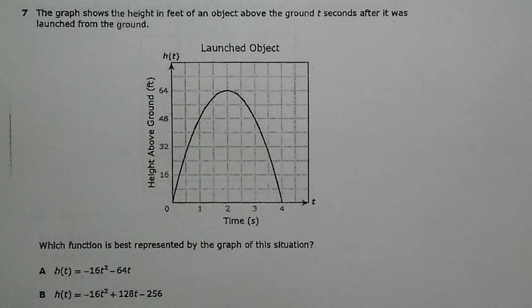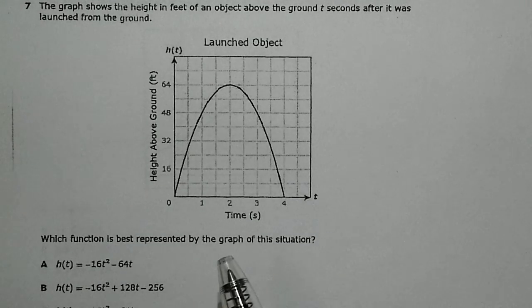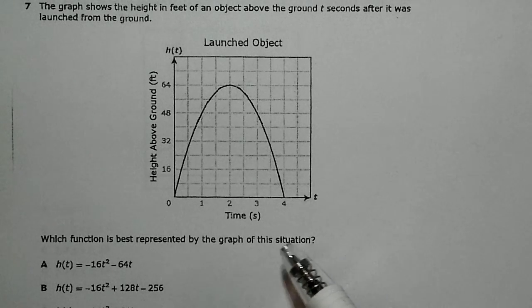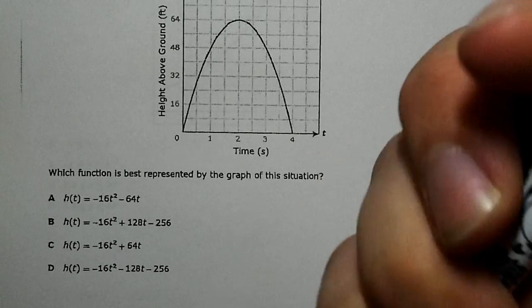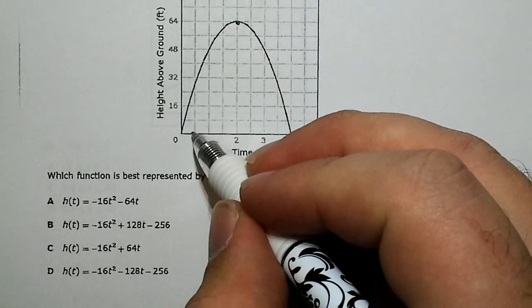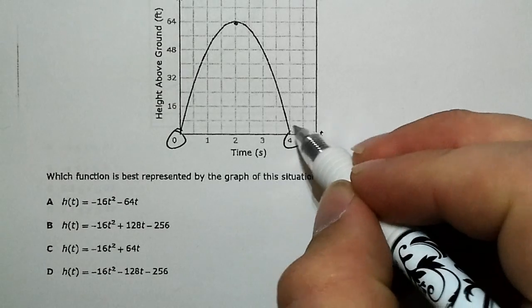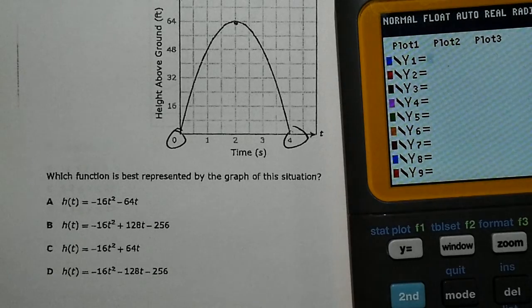All right, this one says the graph shows a height to an object above the ground after it was launched from the ground. And here it is. It says which function is best represented by the graph. Let's see. At 2, it peaks at about 64, and it goes from 0 to 4 before it hits. All I'm going to do is go into my y equals and graph each of these.